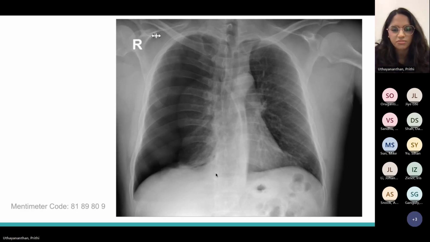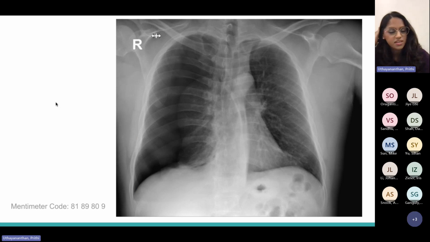Okay, so does anyone feel like they can figure out what's wrong with this chest X-ray? Feel free to unmute or put it in the Q&A bit.